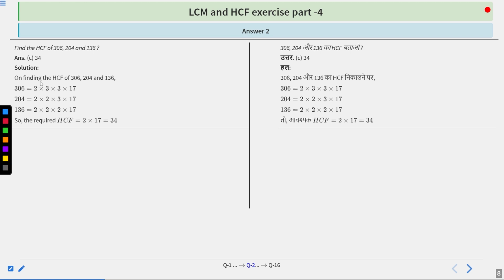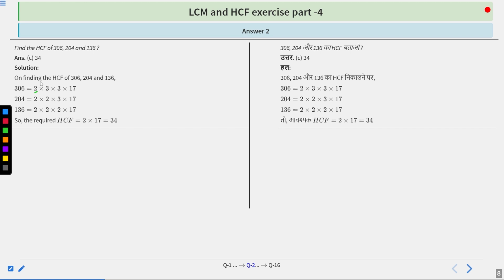Now to find the HCF, we have to look for the least presence of every number. 2 is present in the factors of 306, 2 is also present in the factors of 204, and 2 is also present in the factors of 136. But the least power is 1. 3 is present only in the factors of 306 and 204, whereas in the factors of 136, 3 is absent.